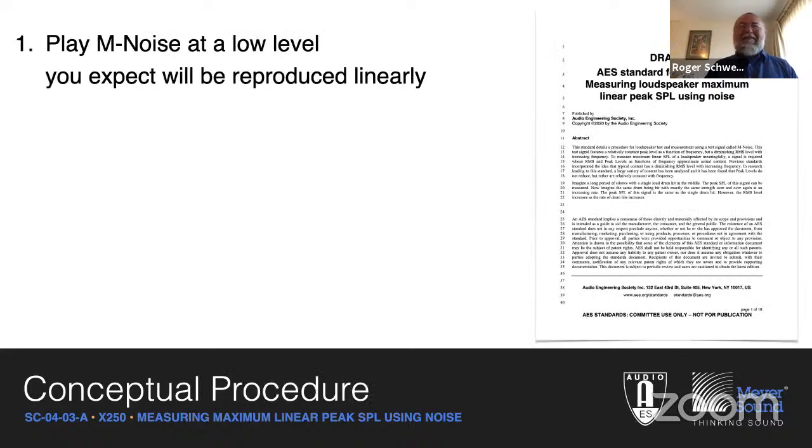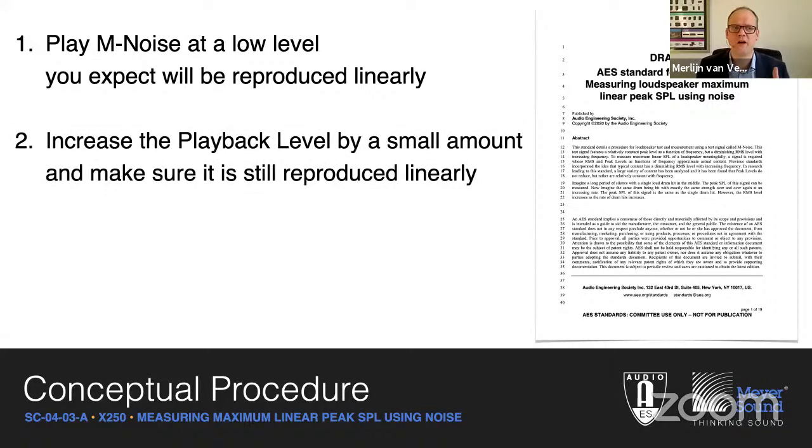Excellent. Well, with that being said, let's look at the conceptual procedure. So we're going to start by playing back our M-noise wave file at a relatively low level where we're confident that the loudspeaker is still within its linear range of operation. And one could argue that that's a little bit of a judgment call, but surely an audio professional will be capable of finding that ballpark estimate where we can reason that the loudspeaker is still within its linear range of operation.